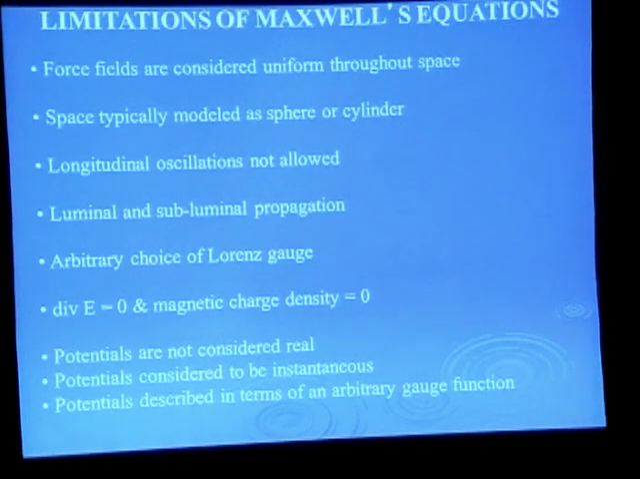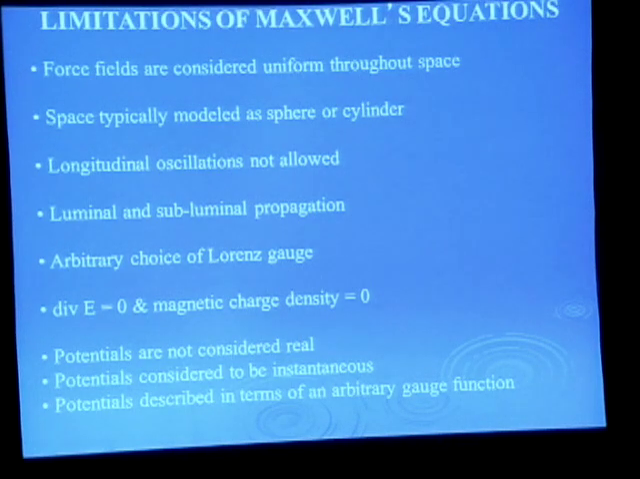As I said in the beginning, in order to even develop these equations, Maxwell had to set certain limitations, and these are some of the limitations. Force fields are considered to be uniform throughout space, when in fact there are also non-uniform electromagnetic fields. Space is considered to be a Euclidean space, which is usually modeled as a sphere or a cylinder, when in fact there are all kinds of other spaces that physicists now consider, but Maxwell did not consider. Obviously, it makes the mathematics a little more complicated.